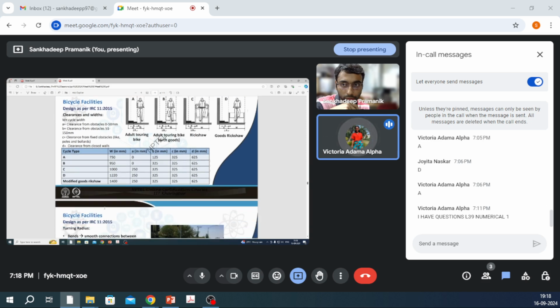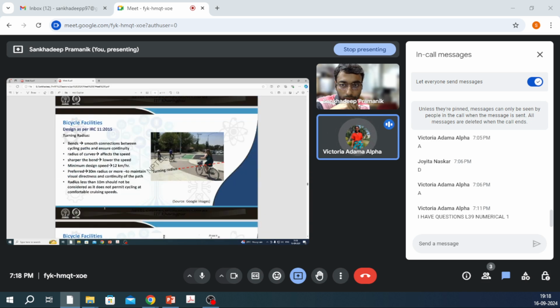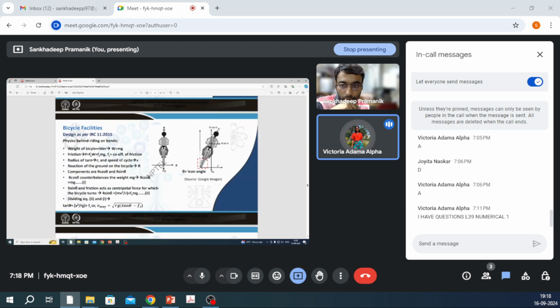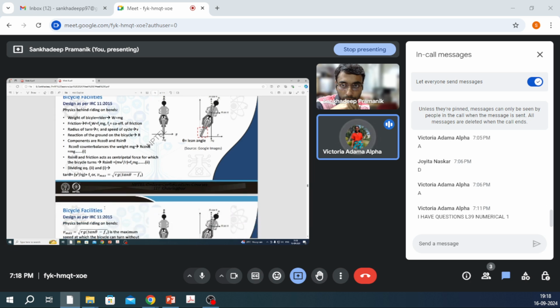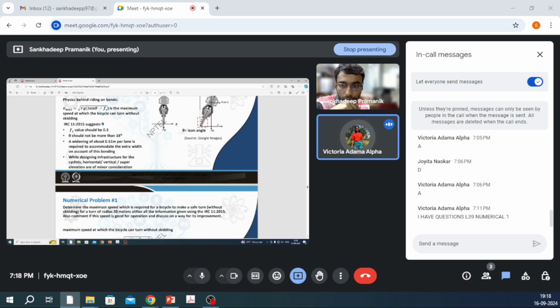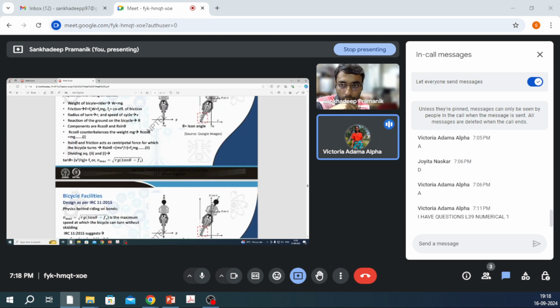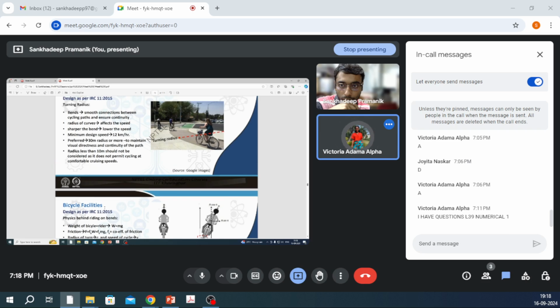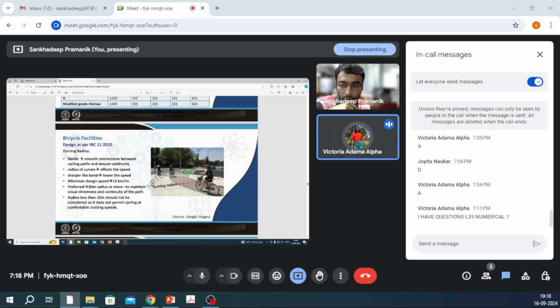Then it was mentioned when you come down to the turning radius. For the turning radius, they said the radius of less than 10 meters should not be considered as it does not permit cycling at a comfortable cruising speed. Yes, right there. Radius less than 10 meter should not be considered.